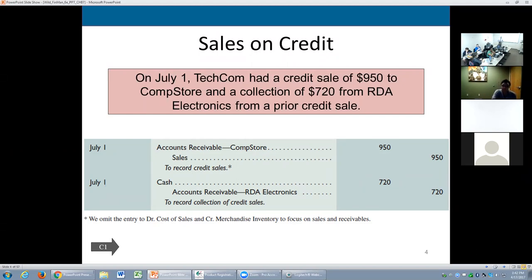Now, July 1st, we have RDA. What are they doing? Okay, they paid, we collected $720. So RDA was a prior accounts receivable and now we have collected on it. So notice we are debiting cash because we now received that cash and we're going to increase it and we're going to take it from accounts receivable. So that's why you see us crediting accounts receivable, we are decreasing. Good?